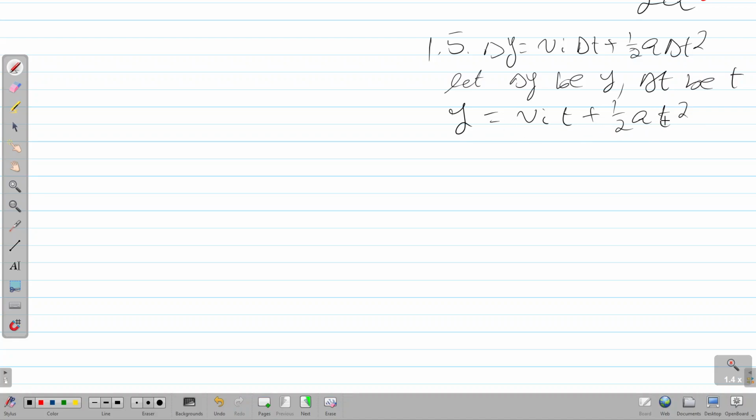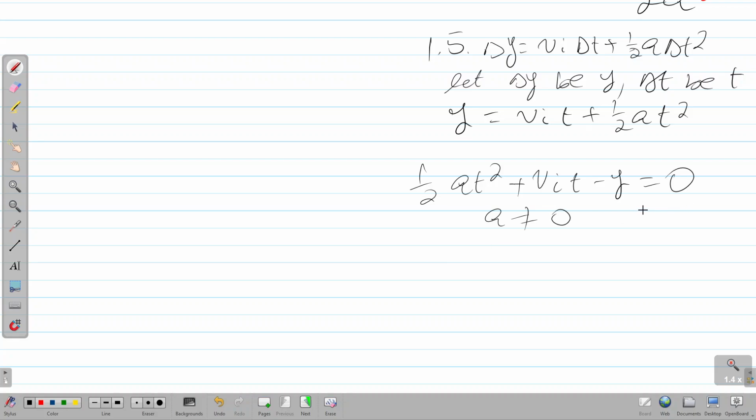Note that I have t squared here and then I have t here as well. So then this is quadratic. So then I proceed by half a t squared plus v initial t minus y is equal to 0. Okay. Then assume that the acceleration is not 0. So a is not 0. So then what we can do is multiply by 2 everywhere and divide by a.